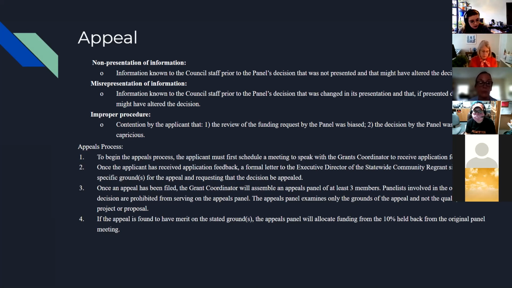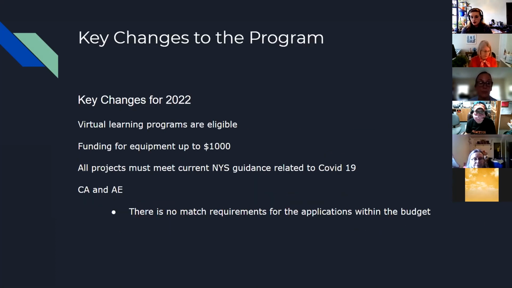So, key changes, just to review if you have applied in the past. Virtual learning or virtual programs are eligible for this year if you want to do a virtual program. Funding for equipment cannot exceed $1,000. You cannot buy a camera for $1,000 or anything like that. All projects must meet current COVID regulations per New York State or local government.